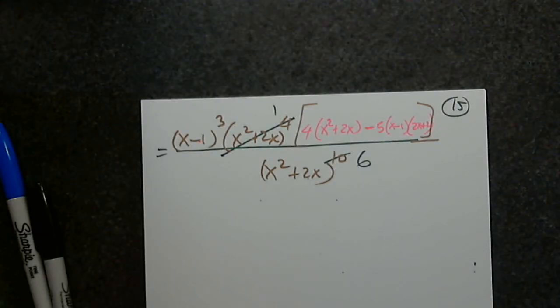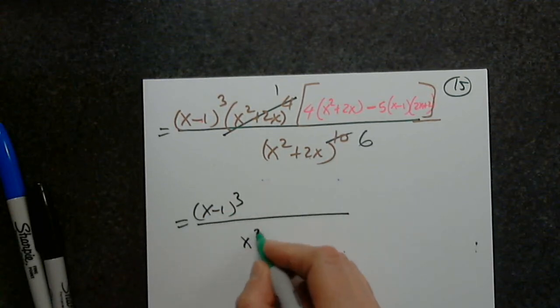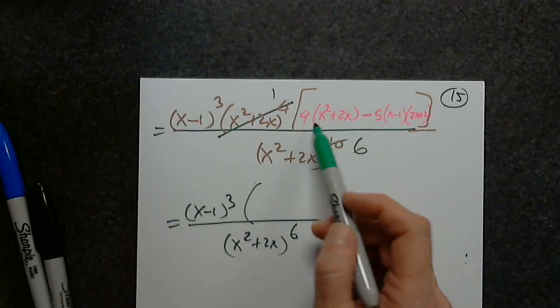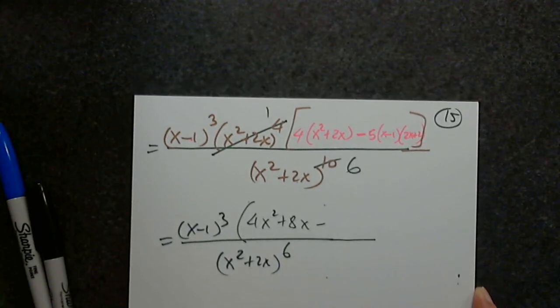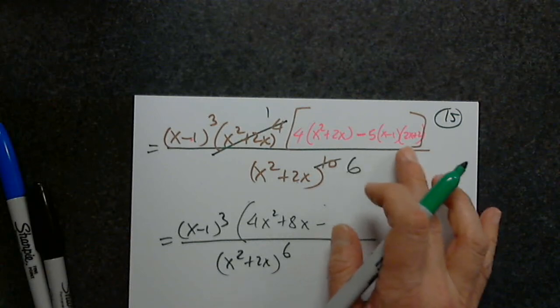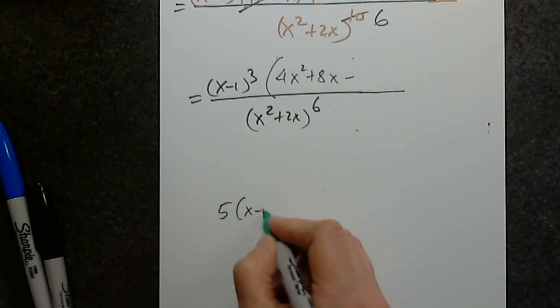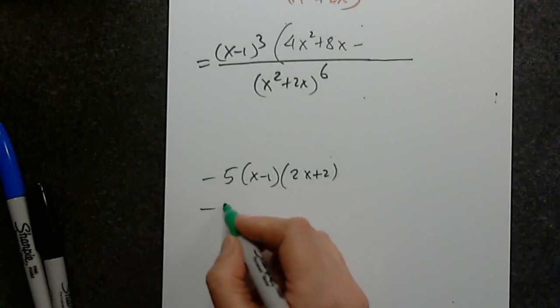Only now I can simplify because I'm simplifying factors. So then x minus 1 to the 3rd, x squared plus 2x to the 6th, and I distribute 4x squared plus 8x minus. This is how lazy people multiply. So we have 5, I have x minus 1 with minus in front, and I have 2x plus 2. I hope you agree with this.